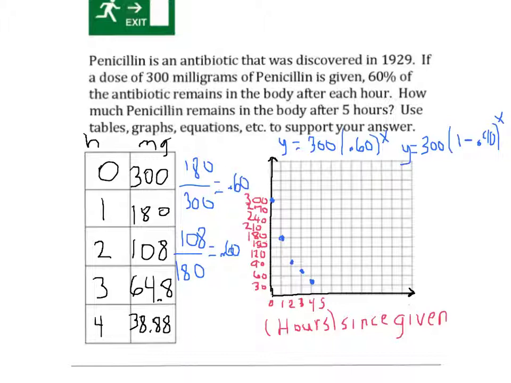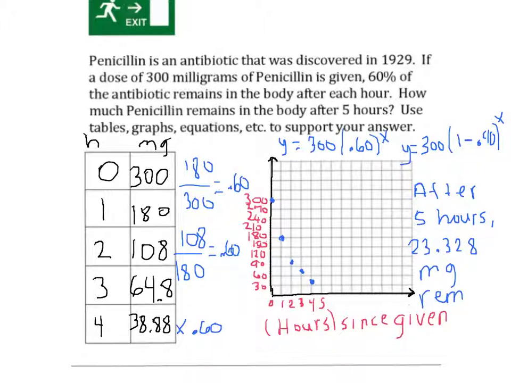And if they tried to find how much penicillin was left after 5 hours, most of my students just continued and multiplied the last milligrams, 38.88 times 0.60, and that gave them the amount remaining after 5 hours, which was 23.328 milligrams remain in the body.